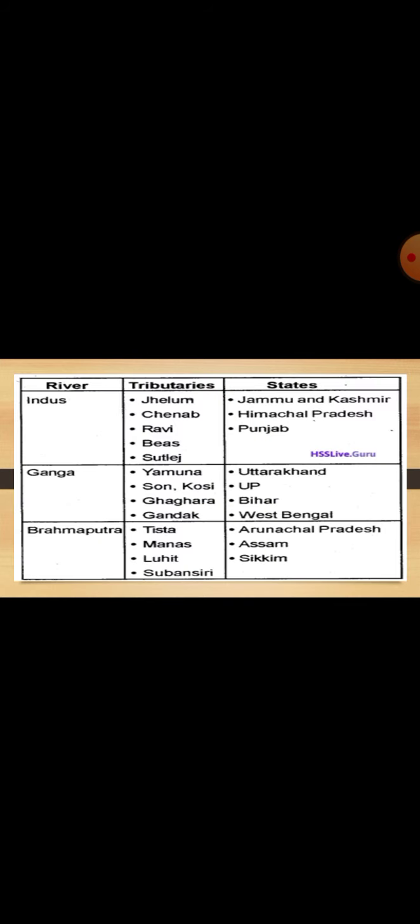And Kaveri rises in the Brahmagiri ranges of the Western Ghats and it drains into the Bay of Bengal. Amaravati and Shimsha are the tributaries of Kaveri river. It is the main river for the southernmost states and forms the delta. Let's see here once again the tributaries of the Indus River: Jhelum, Chenab, Ravi, Beas and Satluj. The tributaries of Ganga: Yamuna, Son, Kosi, Ghaghara and Gandak. The tributaries of Brahmaputra: Teesta, Manas, Lohit and Subansiri.